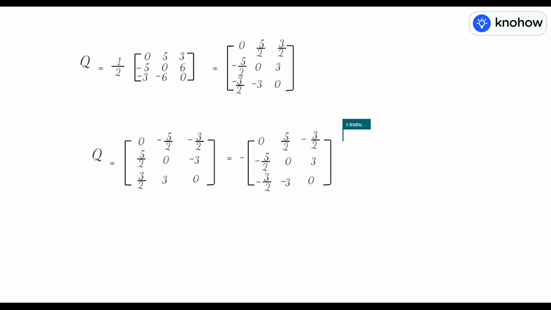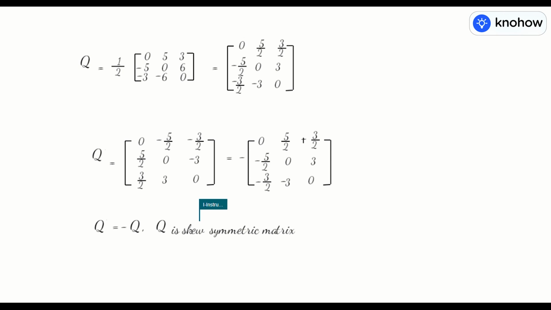Please make a correction here. In the first row, when you take minus common, you get 0, 5 by 2 and plus 3 by 2. And now if you compare, you get this is nothing but minus Q. So we have proved that Q dash equal to minus Q. So obviously Q is a skew symmetric matrix.